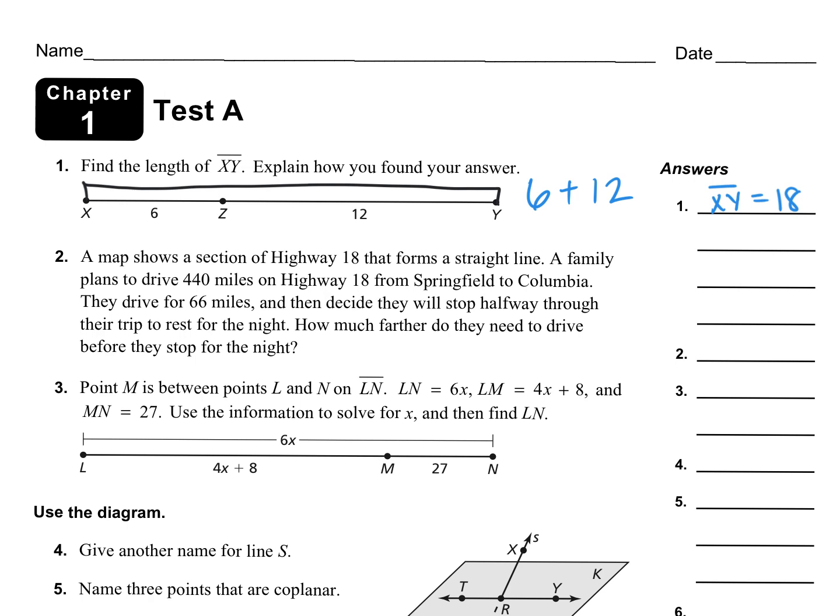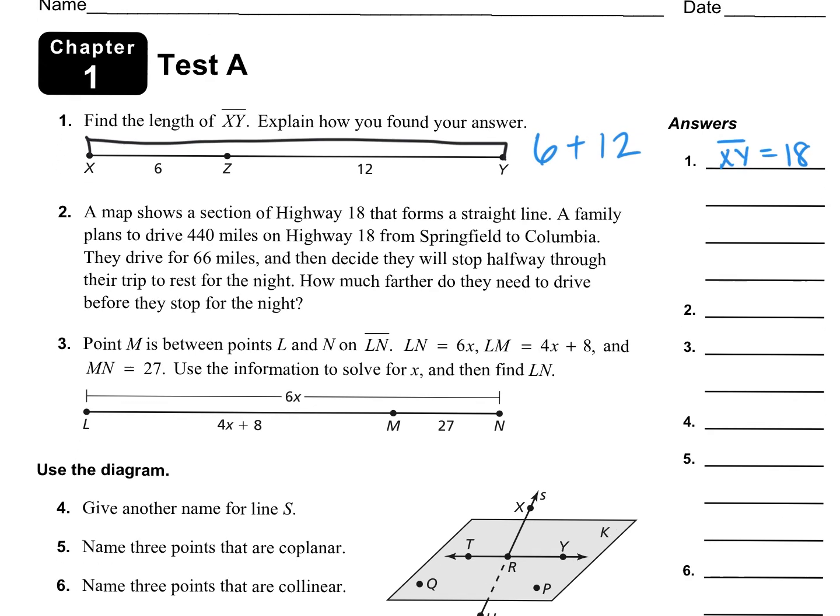All right, going to the next question. It says a map shows a section of Highway 18 that forms a straight line. A family plans to drive 440 miles on Highway 18 from Springfield to Columbia. They drive for 66 miles and then decide they will stop halfway through their trip to rest for the night. How much further do they need to drive before they stop for the night? So this question has multiple parts. Drawing it out is the best thing.